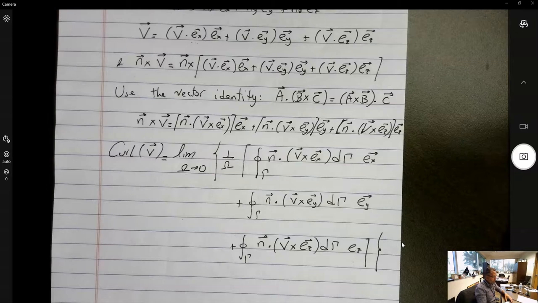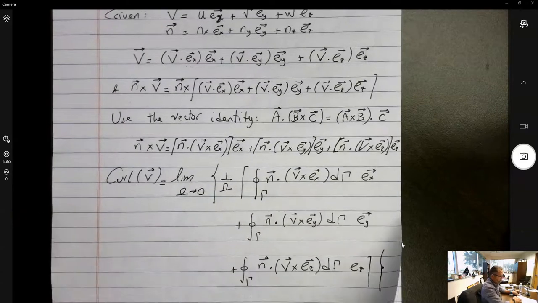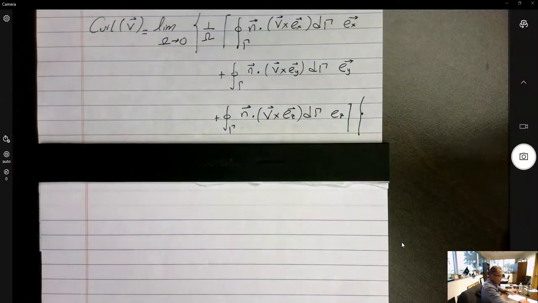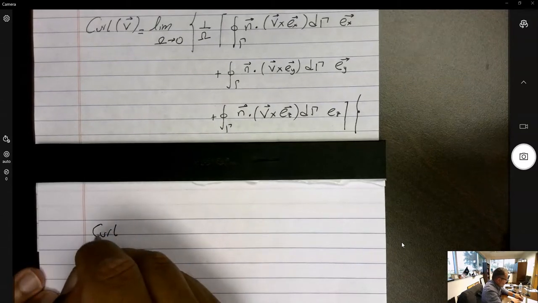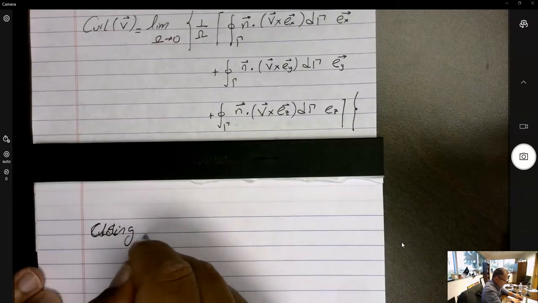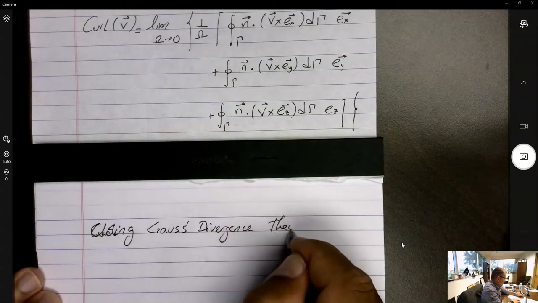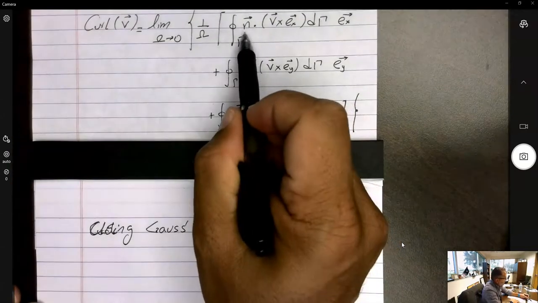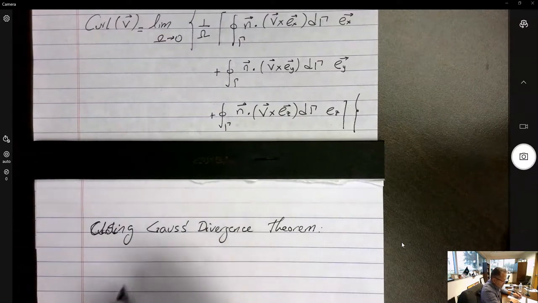what I'm going to do is transform these integrals, which are boundary integrals. I'm going to need a new page for that. This is not going to fit here. I'm going to use the Gauss divergence theorem, or there's a couple ways to do this. I can just simply say that this is the divergence of this vector, this is the divergence of this vector, and this is the divergence of this vector. Or I can simply use the Gauss divergence theorem.